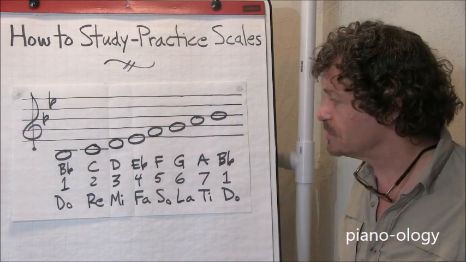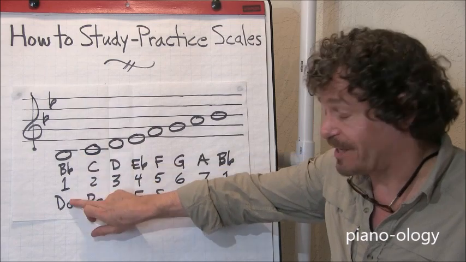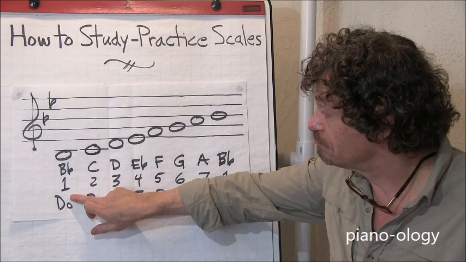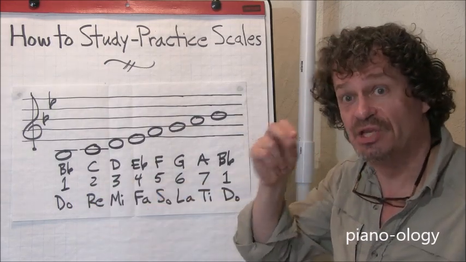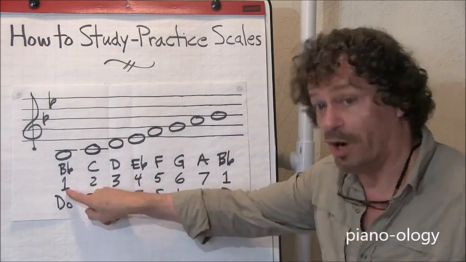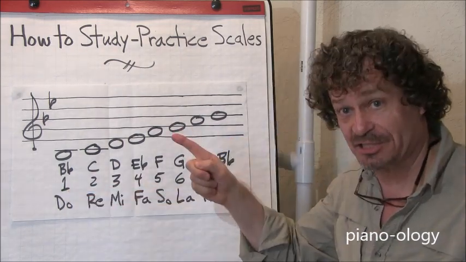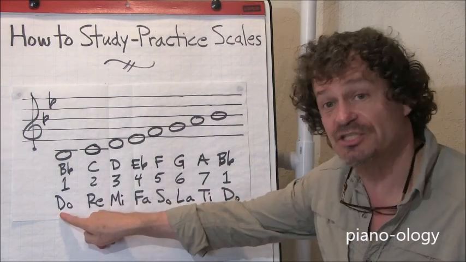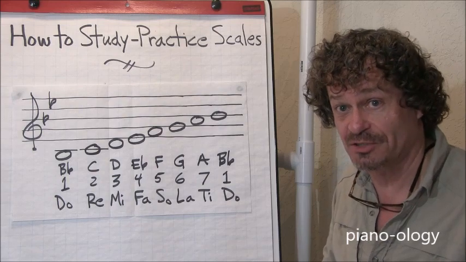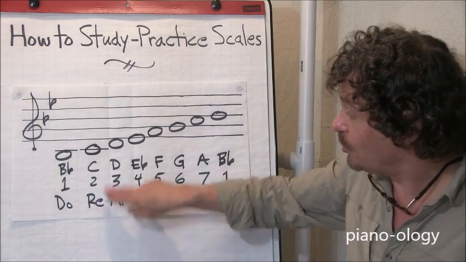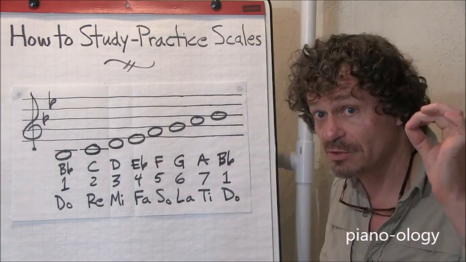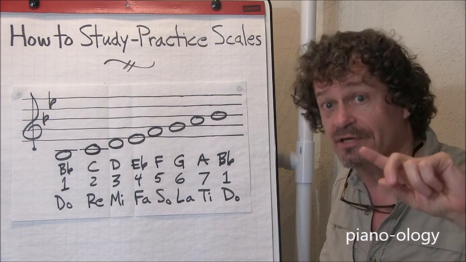realizing a few things. One is the root of the scale, in this case B-flat, establishes the key center, right? And by the way, the name for the key center in number land is 1, and the name for the key center in solfege land is do. And relative to that key center, do or 1, all these other notes in the scale have a unique sound and therefore a unique function.